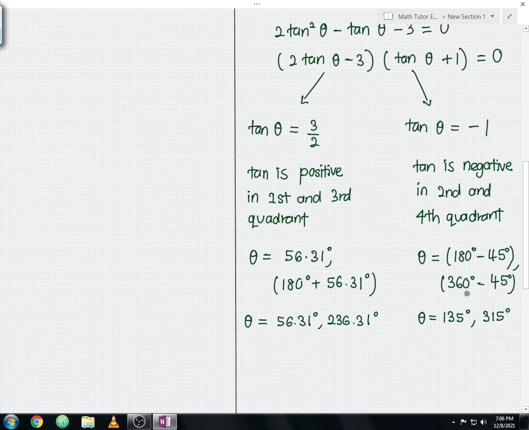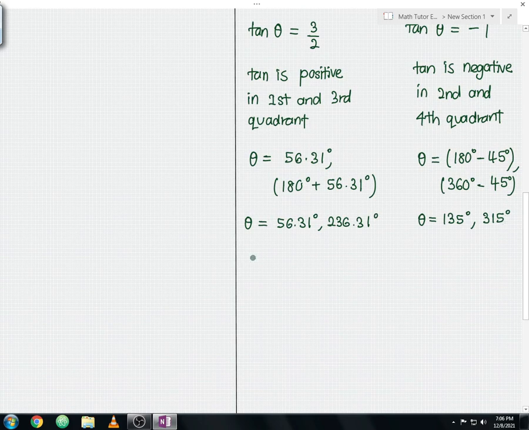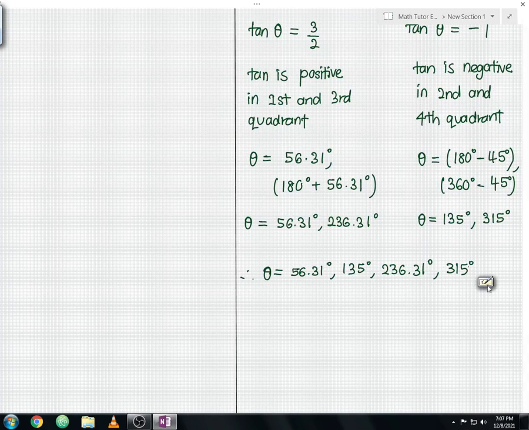Okay, so from here we can combine the whole solution into one single solution, okay, where you can write here the final answer of theta is equals to 56.31 degree, okay, and then followed by 135 degree, continue with 236.31 degree, okay, and the last angle is 315 degree. So this is your final answer, guys. Okay, let me underline the solution.